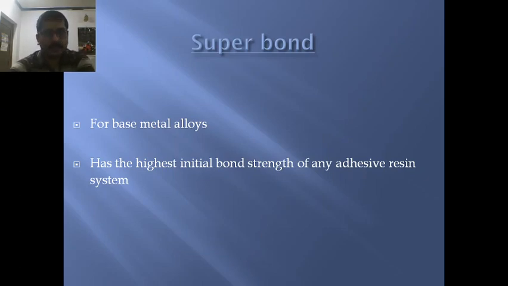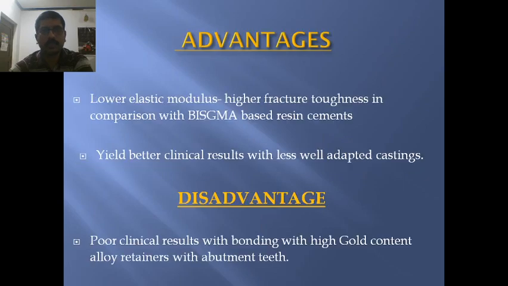Superbond is used for base metal alloys, and it has the highest initial bond strength of any adhesive resin system. Advantages of Superbond include lower elastic modulus and higher fracture toughness in comparison with bis-GMA based resin cements. They yield better clinical results with less well adapted castings. The disadvantage is poor clinical results when bonding high gold content alloy retainers to the abutment teeth.